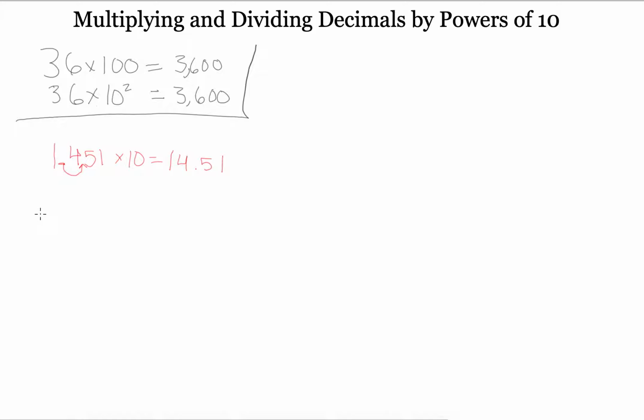If I were to multiply this number by something bigger than 10, say 100, I would have to move the decimal point even more. So 100 is really 10 times 10, so that's 2 place values. So I have to move this decimal point not once, but twice. So this number, 1.451, times 100 would be 145.1.